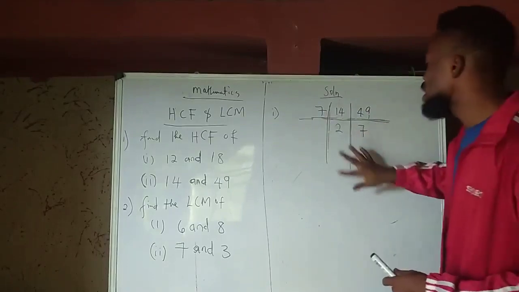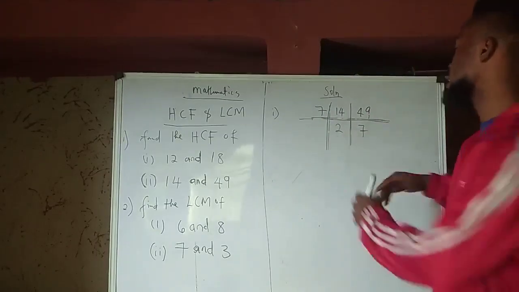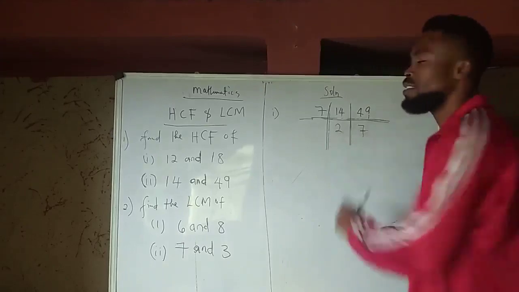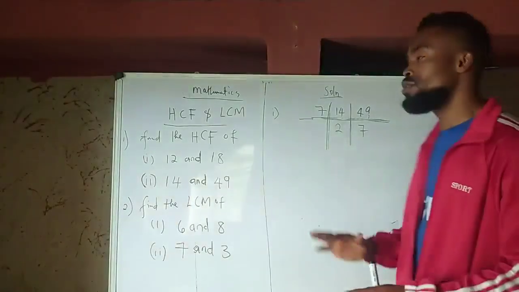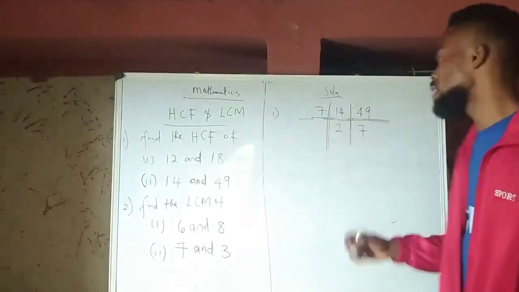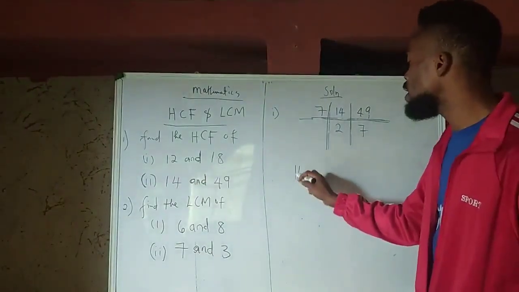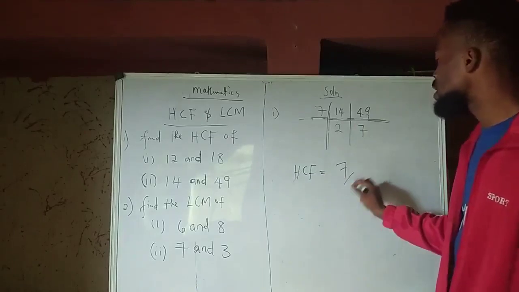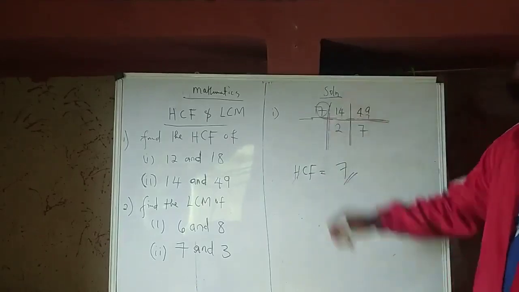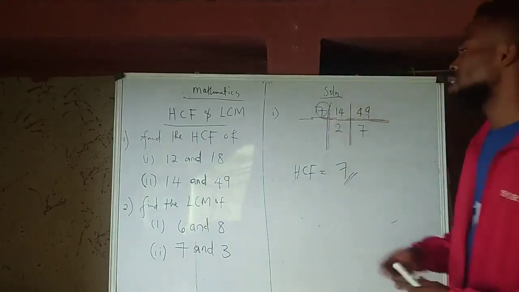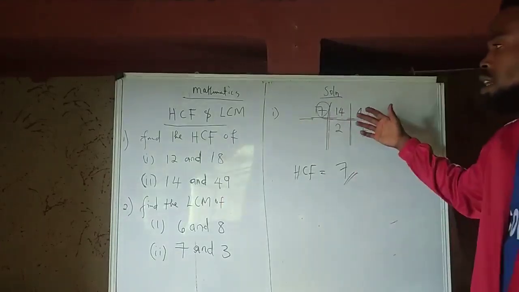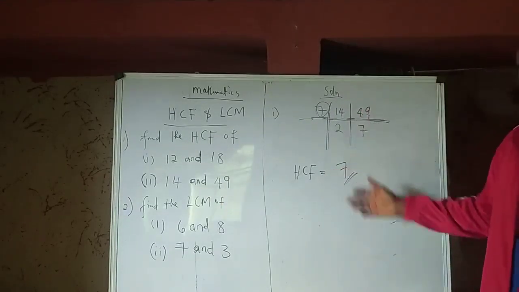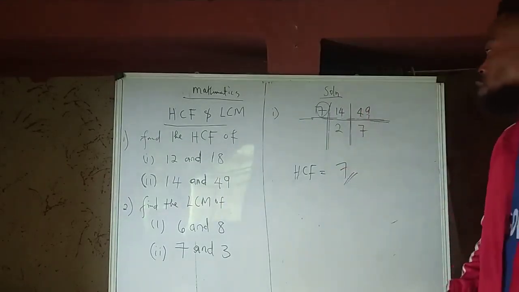Now, at this point, is there any number again that can divide 2 and divide 7 without a remainder? The answer is no. There is no other number. So what this means for us is that the HCF of 14 and 49 is going to be 7. Just this 7. Alright, so that's how we handle HCF and LCM, without having to stress ourselves much.